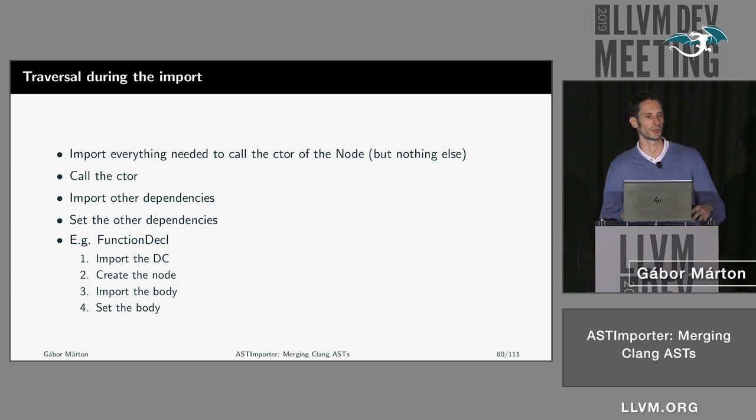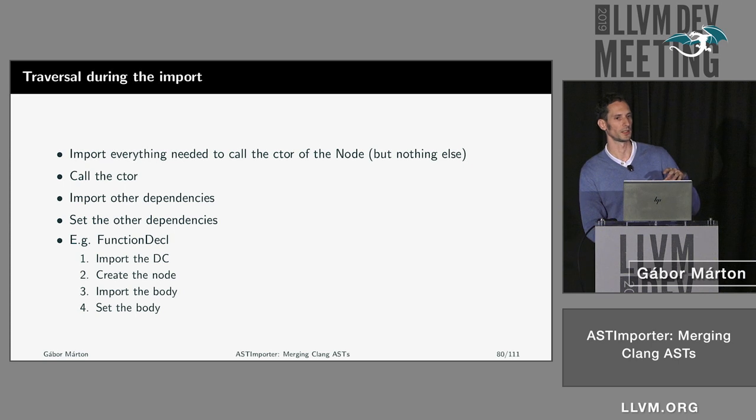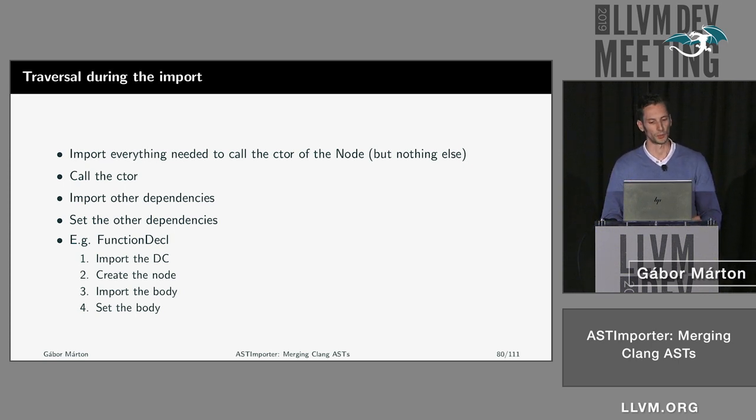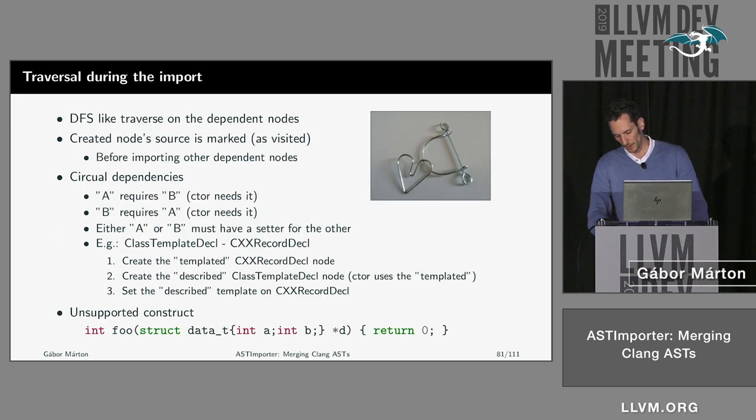When we want to call the constructor of a node because we want to create it, then we must import every mandatory parameter before we can do that. Only then can we set the non-mandatory parameters on the created node. So, for example, when we import a function declaration, first we must import its declaration context, then we create the node, and only then we import the body, and then we set the body on that already created node. So this import mechanism itself is a kind of depth-first search traversal, but the edges are driven by these dependencies.